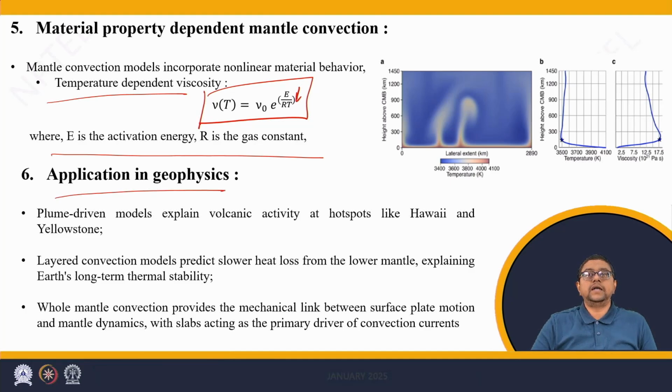Let us consider the diagram for more understanding of this material property dependent mantle convection. Here one can see that the temperature is given by the color. Regions of high temperature are shown in red while colder regions are shown in blue. Where the temperature is high, in those regions the viscosity is lower. And in the colder regions the viscosity is higher.